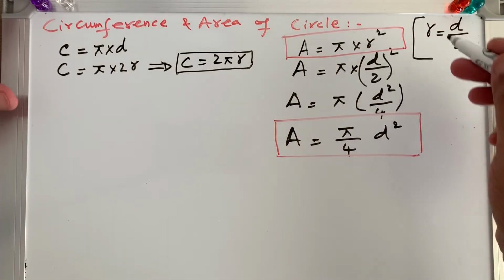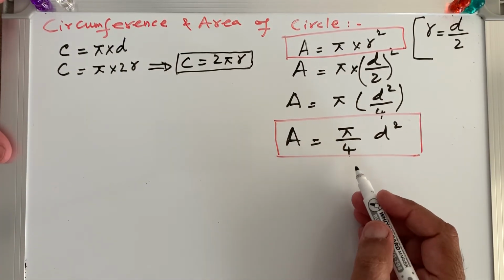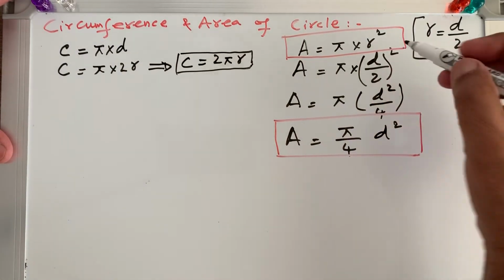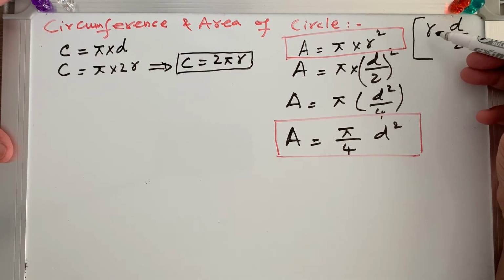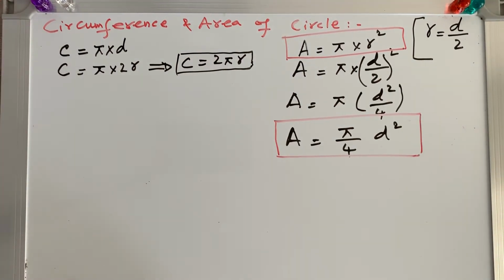A is equal to pi r square or A is equal to pi by 4 d square, because it just substitutes the value of r as d over 2. Half of the diameter is called radius, right? So we will see that the answers are equal.